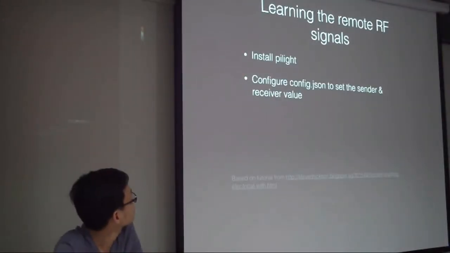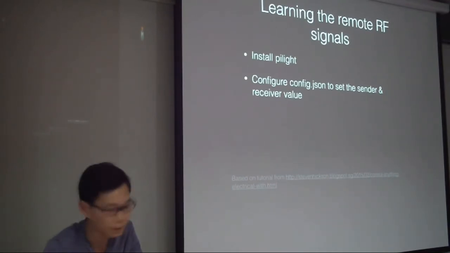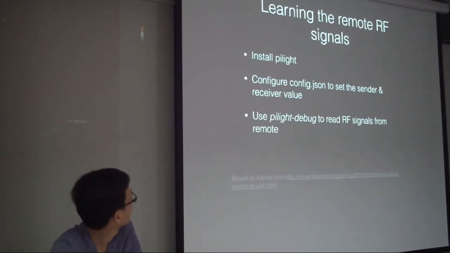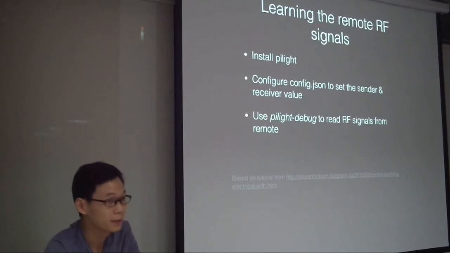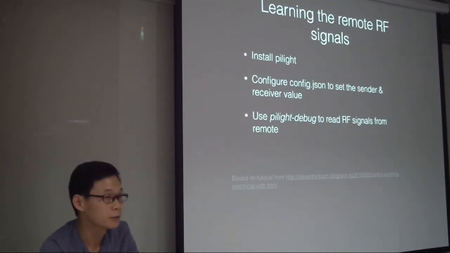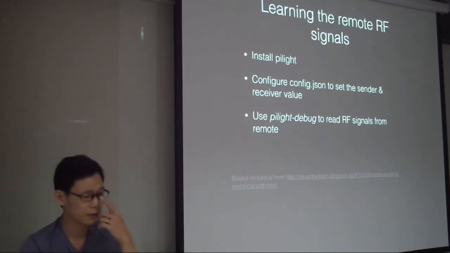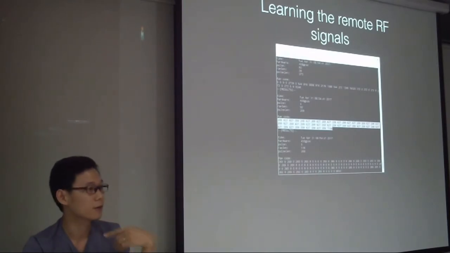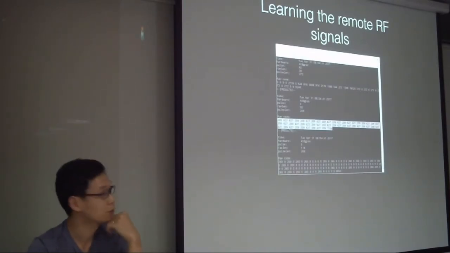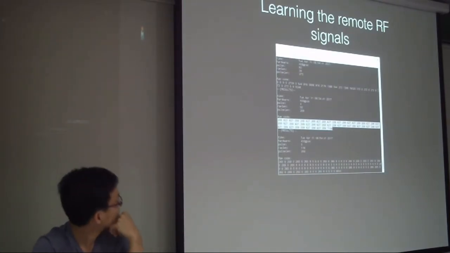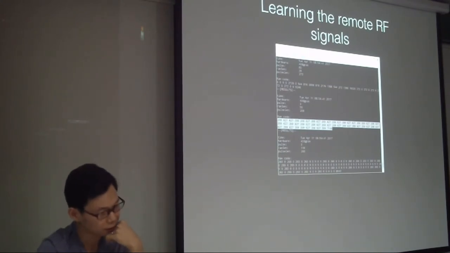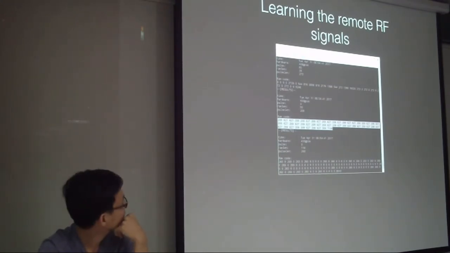Then I need to, that's what I did. I run plight debug to read signal from the remote. So when I run this, there are a lot of noise signal, so I need to manually filter them. So the signal that comes from it is a series of numbers that measures the time difference between high-low and low-high transition.